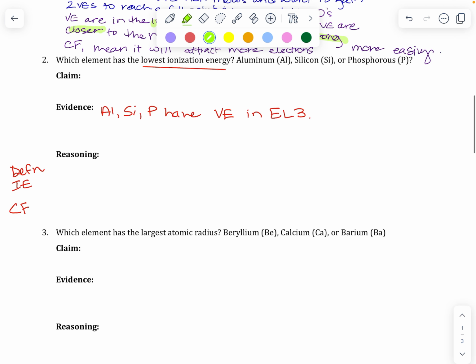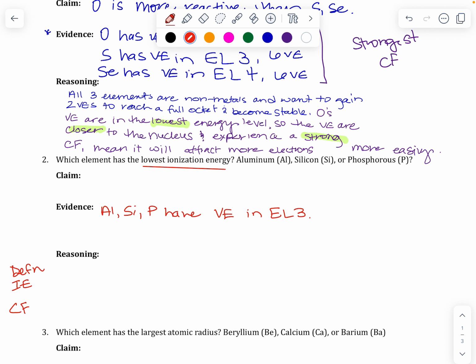So aluminum has 13 protons. That's our atomic number. Silicon has 14 protons, and phosphorus has 15 protons. Again, those are my atomic numbers.